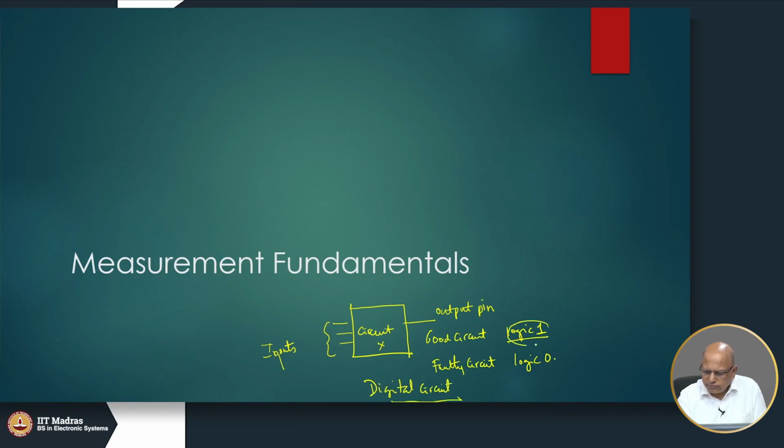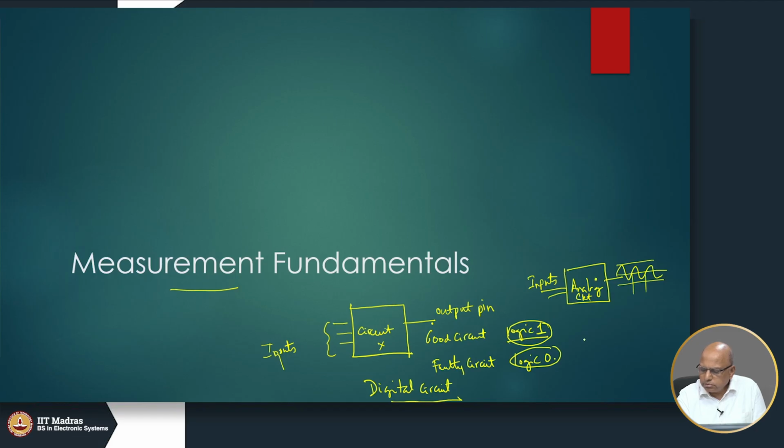Now, how do you check whether the output is a logic 1 or a logic 0, right? So, you have to measure the voltage here at the output. Okay. So, that emphasizes the importance of measurement, right. In the same way, if the circuit is an analog circuit, and if I apply some input, maybe it is supposed to produce a sinusoidal output, and maybe its amplitude is some value, and maybe its frequency is some value.